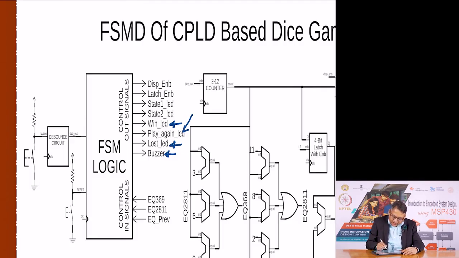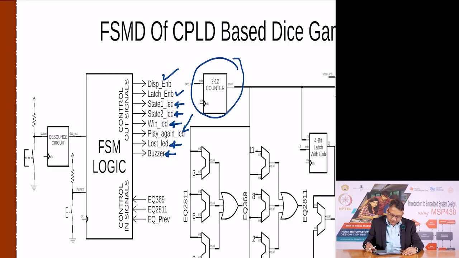You also have state LED 1 and state LED 2, this indicates whether you are in stage 1 or stage 2, and you have other control signals, which is to enable or disable the display, or you want to enable the latch, and you have another control signal for the counter. Okay. These are the global and intermediate outputs.